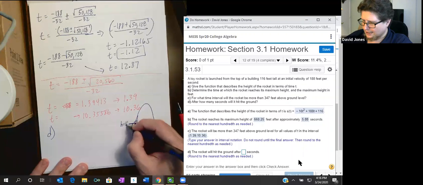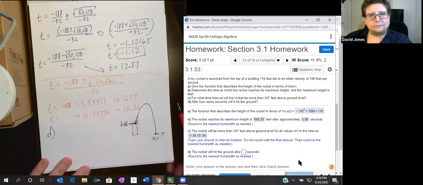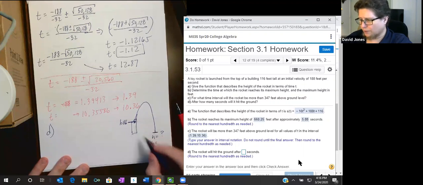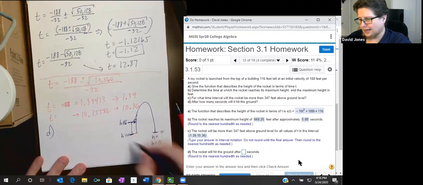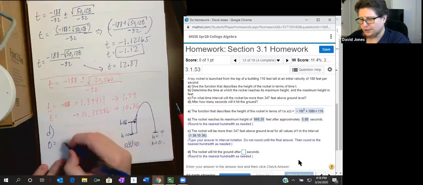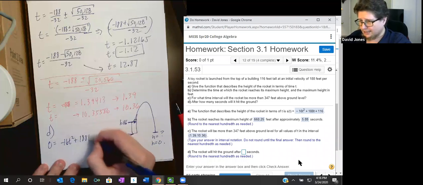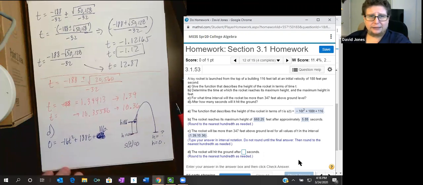H equals 116 here. What's H right here? 0. If the building is 116 feet tall, we call the bottom of the building 0. So what we're doing is setting S of t equal to 0. You've got 0 equals negative 16t squared plus 188t plus 116. And go ahead and solve for it there. That answered all the questions on this problem.